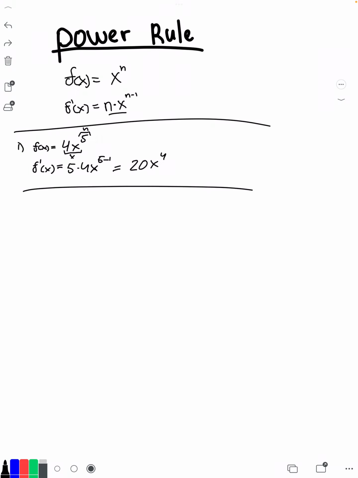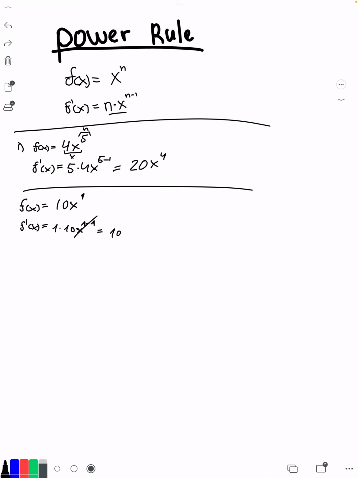Let's look at another example. f of x equals 10x. So in order to derive that, we can write 10x to the power of 1, right? Because x is the same as x to the power of 1. So we're going to do 1 multiplied by 10, x, 1 minus 1. So 1 multiplied by 10 is going to leave us 10. When we have x to the power of 1 minus 1, it basically disappears.